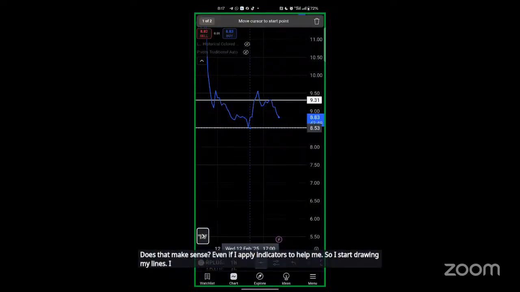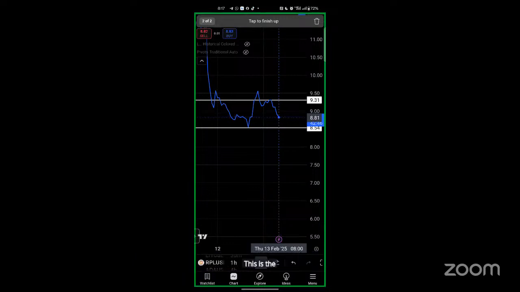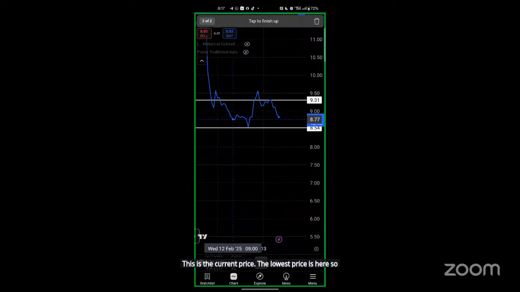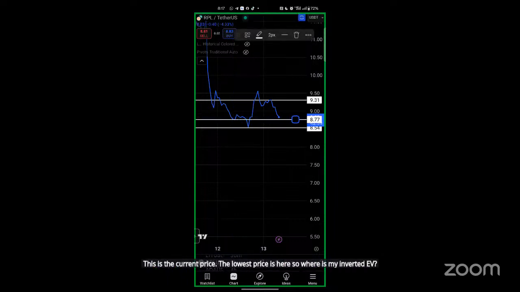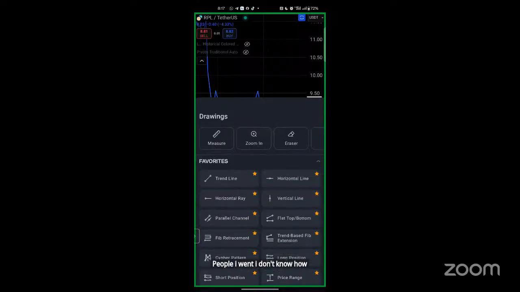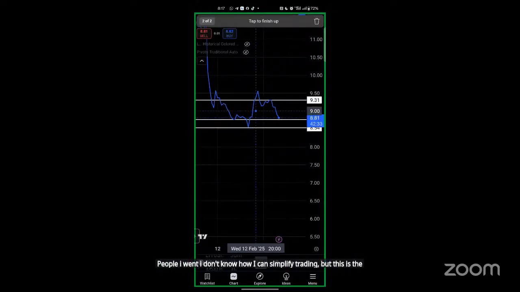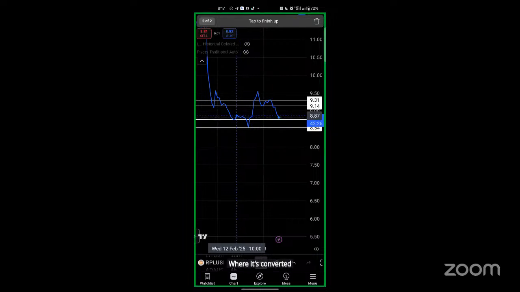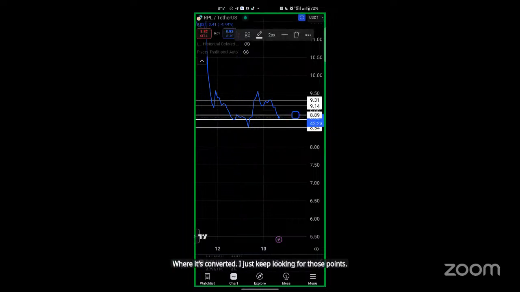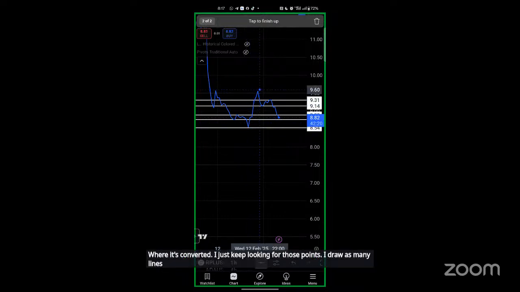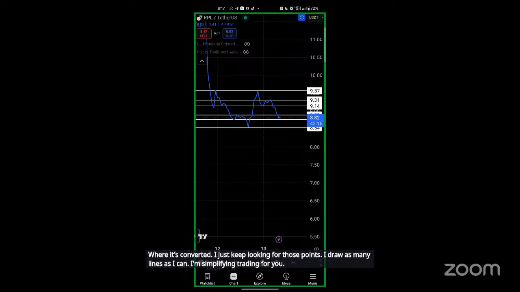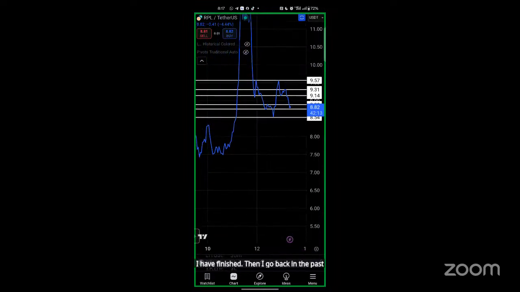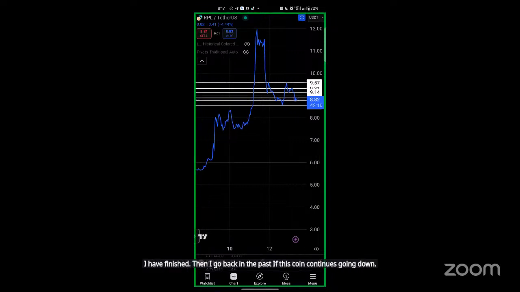I pick my horizontal line. This is the current price. The lowest price is here. So where is my inverted V? People, I don't know how I can simplify trading, but this is the easiest way. I draw it here. Where is the normal V? I just keep looking for those points. I draw as many lines as I can. I'm simplifying trading for you. I have finished. Then I go back in the past. If this coin continues going down, does it have points where the market had an inverted V and a normal V? Yes, I draw.